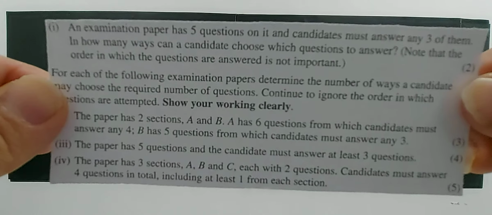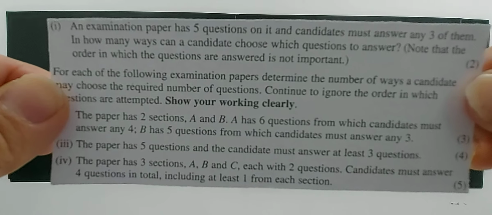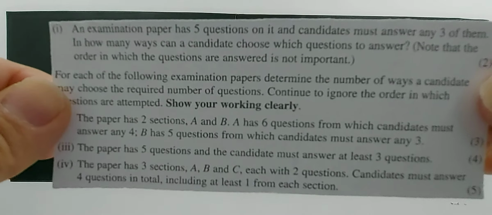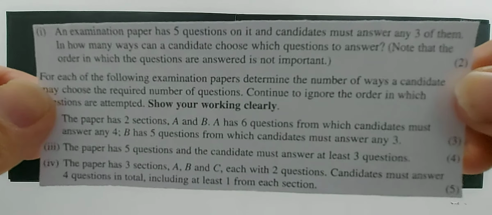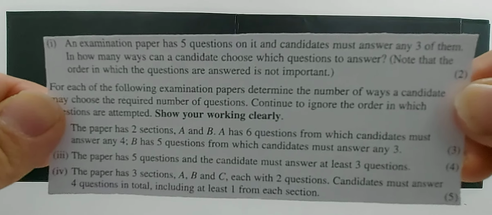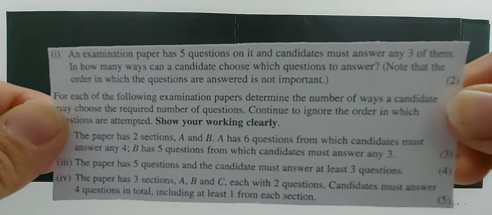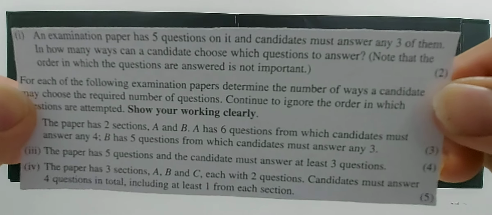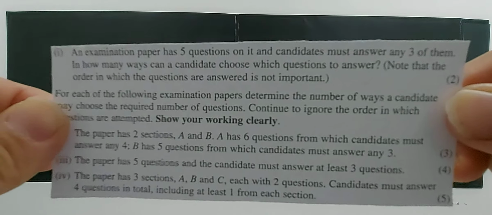Okay, look at part 1. An examination paper has 5 questions on it, and a candidate must answer any 3 of them. In how many ways can a candidate choose which questions to answer? Note that the order in which the questions are answered is not important, as long as you answer 3 questions.